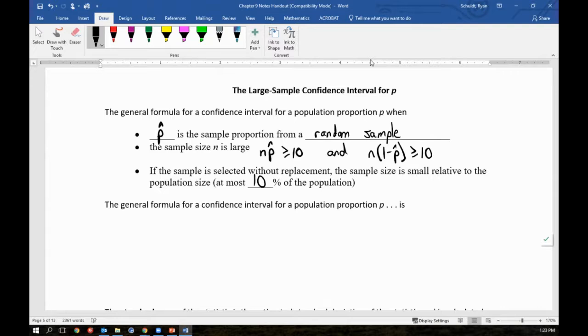So let's say all those conditions are met. Then the general formula for a confidence interval, and this is where I said earlier I was getting ahead of myself because we were just now talking about the general formula. But it's the one I mentioned earlier. p hat plus or minus our z critical value times the square root of p hat times 1 minus p hat divided by n.